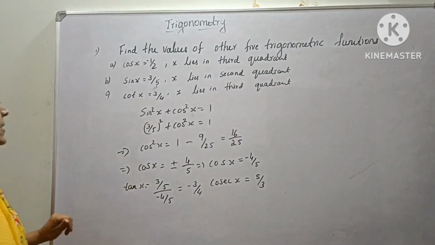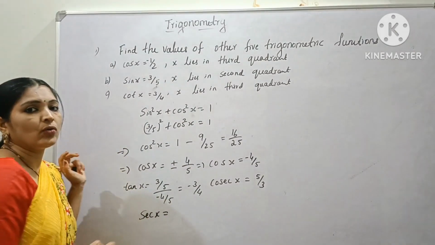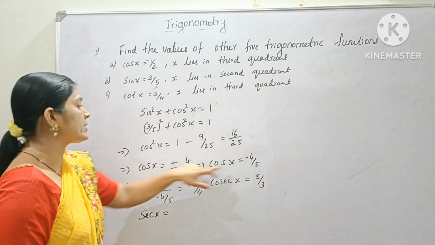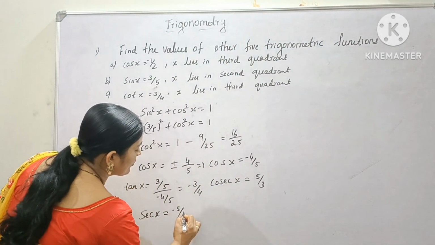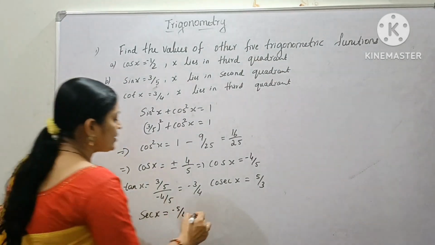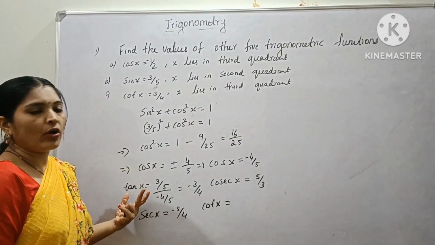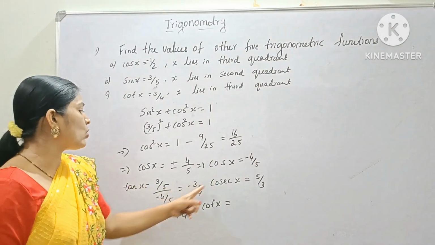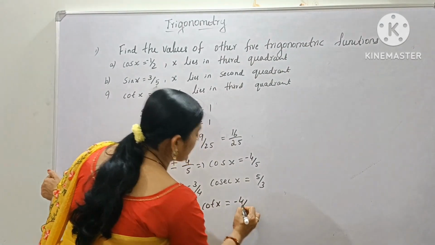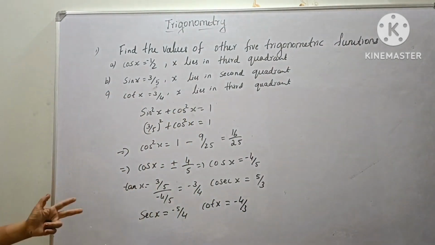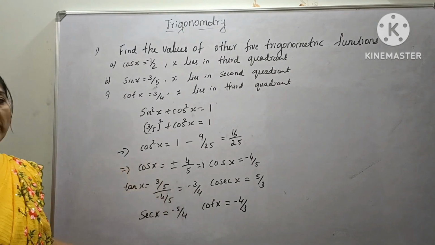Okay, next is sec x. What is sec x? Sec x is 1 by cos x. What is cos x? Minus 4 by 5. Its reciprocal minus 5 by 4. Okay, and cot x is equal to reciprocal of tan x. What is tan x? We have got minus 3 by 4. Its reciprocal minus 4 by 3. Now we have got all values of other 5 trigonometric functions.